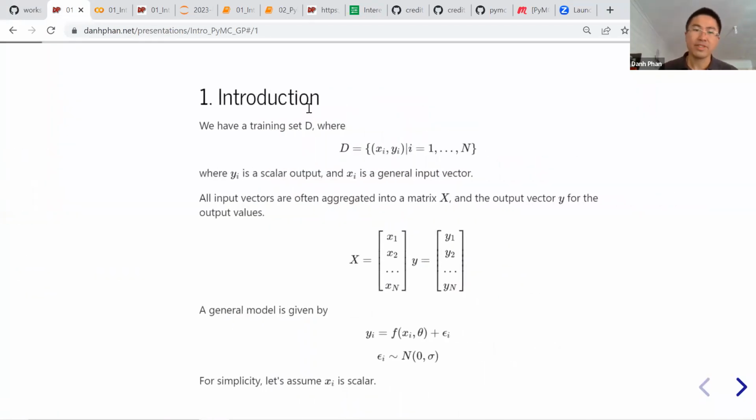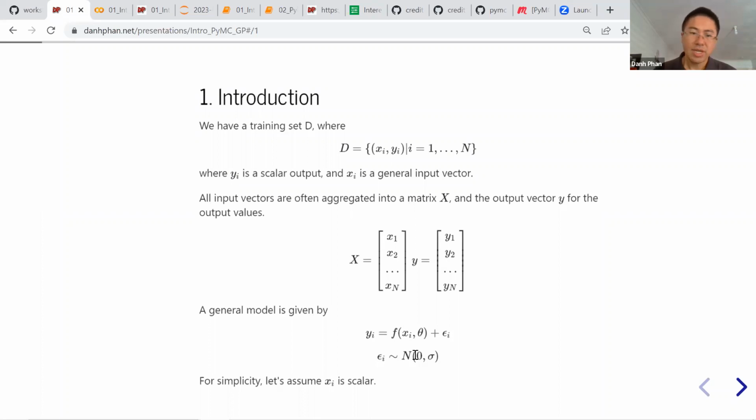So we have a training data set D, with observations x_i, y_i, for i from 1 to n. Here, y_i is a scalar output and x_i is an input vector. And we can stack them together to have X as a matrix and y as a column vector.